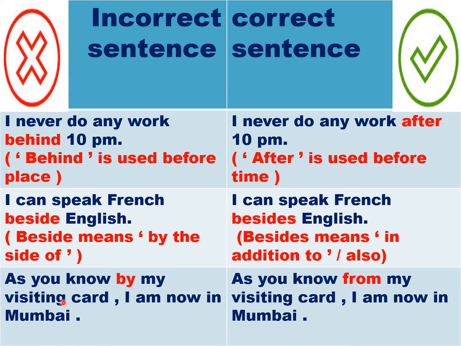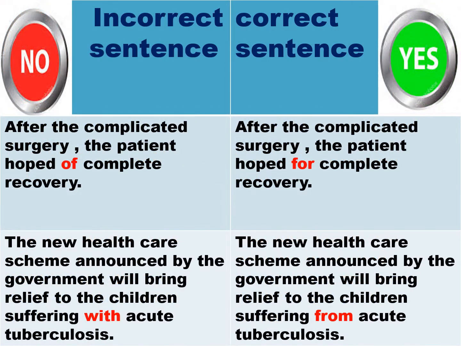As you know by my visiting card, I am now in Mumbai. Instead of by, we must use the preposition from. As you know from my visiting card, I am now in Mumbai. After the complicated surgery, the patient hoped of complete recovery. Instead of of, we must use for. After the complicated surgery, the patient hoped for complete recovery.